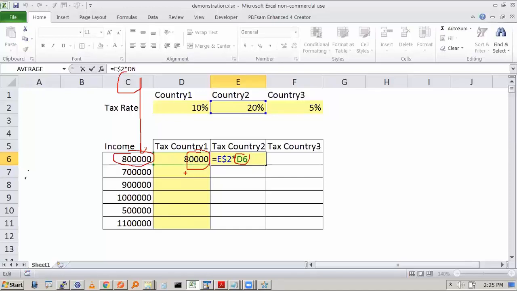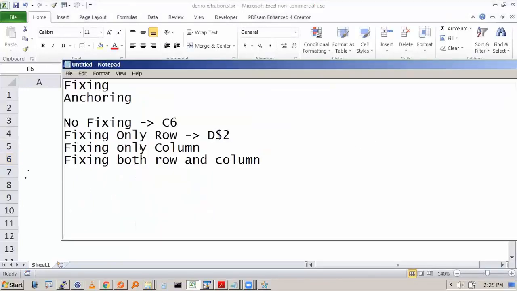So what to be done? When we are moving across, I am okay with this shifting, because the tax rates are changing. However, I'm not okay with this shifting. This column should remain the same. So what we are saying is that we want to fix the column.